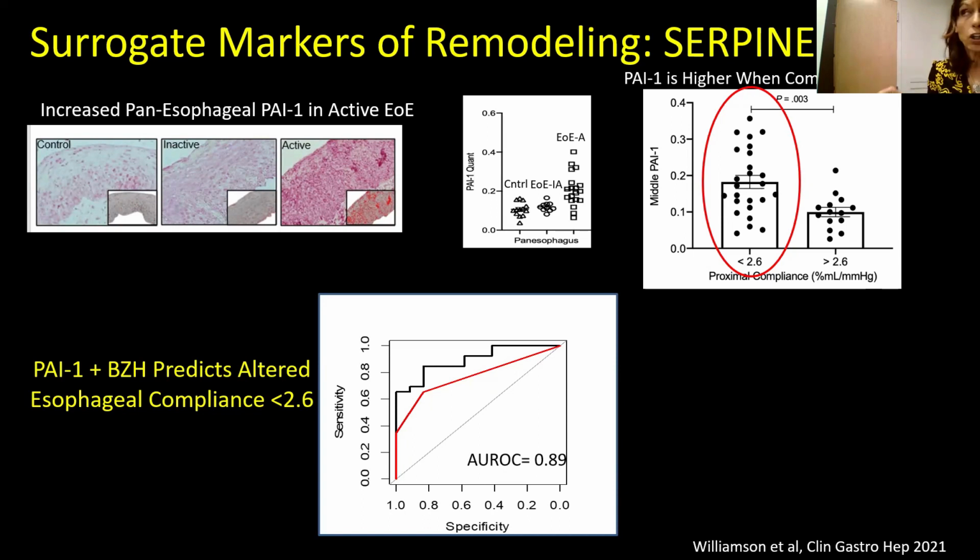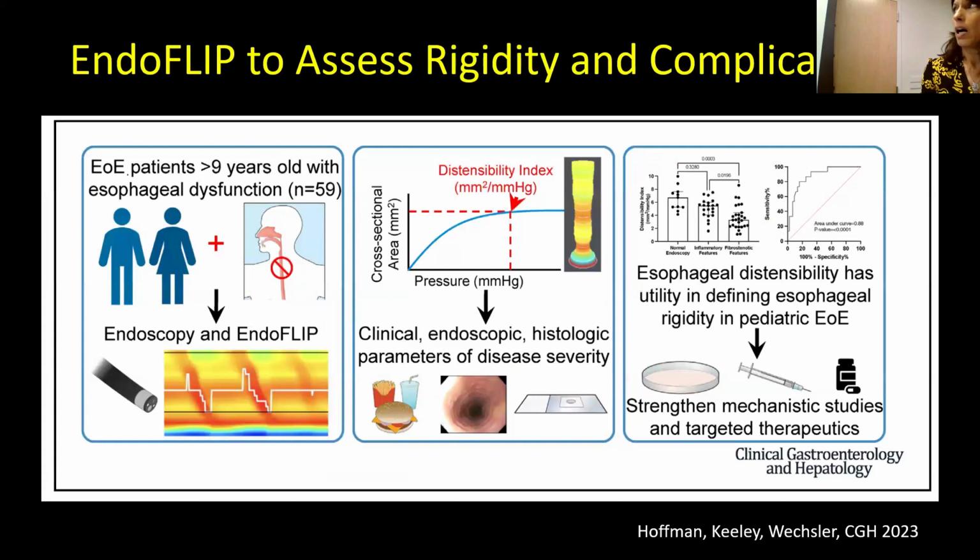It's a serine protease inhibitor. It goes up when you have EoE, and you can just stain for it in the epithelium. That's that red stain. If you have low compliance, so less distensibility, you have more PAI-1 in the epithelium. And if you combine PAI-1 and basal zone hyperplasia, you can see the receiver operator curve is pretty good for predicting low compliance in children with EoE. So I think we'll get to the point where we have less invasive ways to gauge their compliance without having to have a FLIP, because that's a special thing.